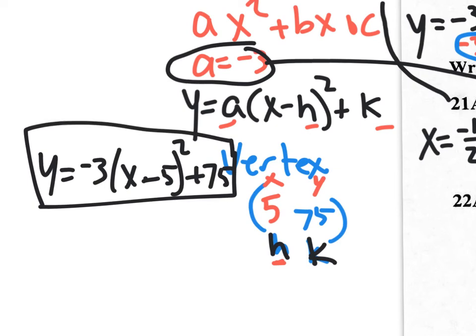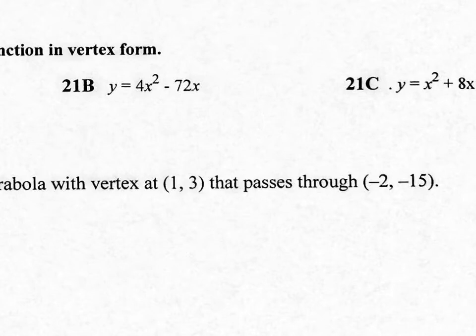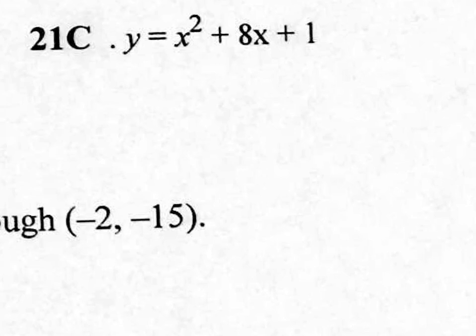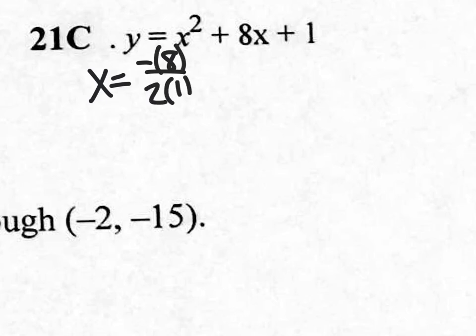Let's move on to the next one. I want to jump to number 21. So again, if you want to write it in vertex form, you could complete the square if you wanted to, but I'm just going to go with the vertex. Find the vertex. You already see your a value right here is 1, so let's find that vertex. X equals negative b, which is negative 8, over 2 times a, which is 2 times 1. So you have negative 8 divided by 2, which is negative 4.